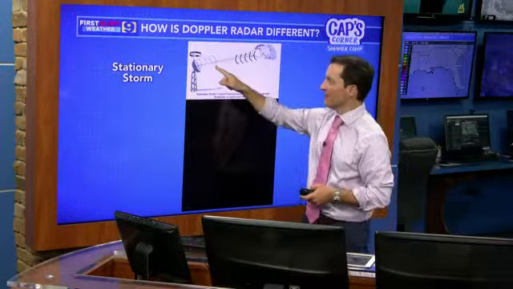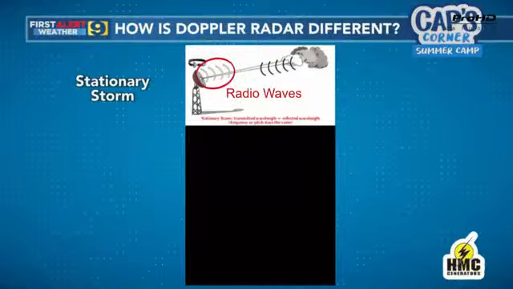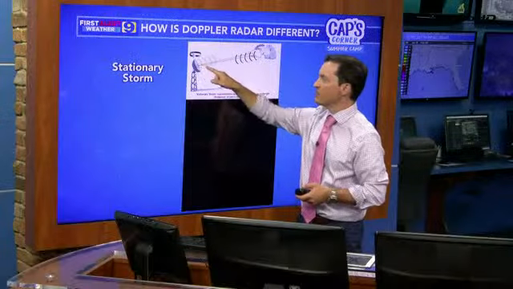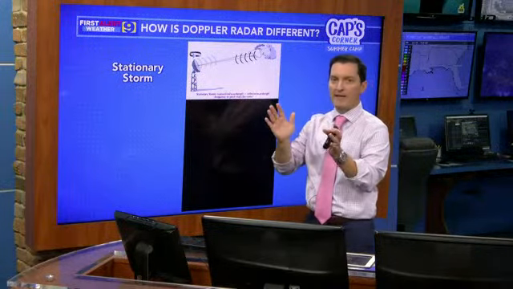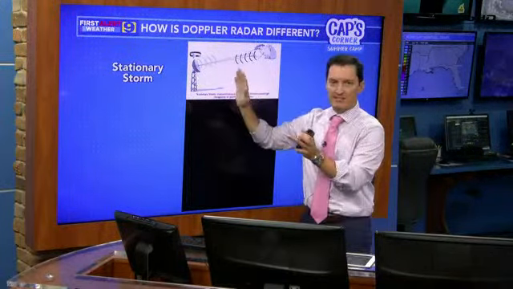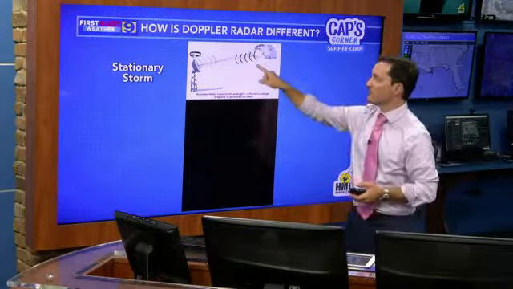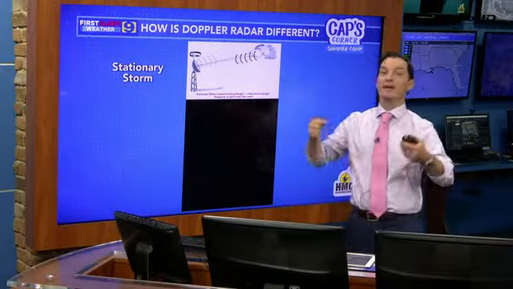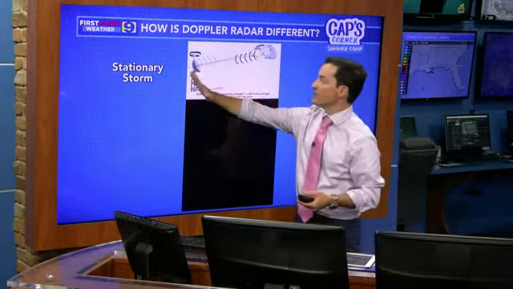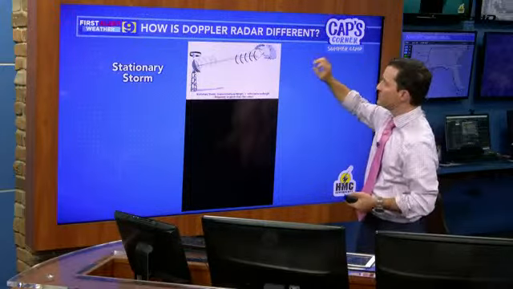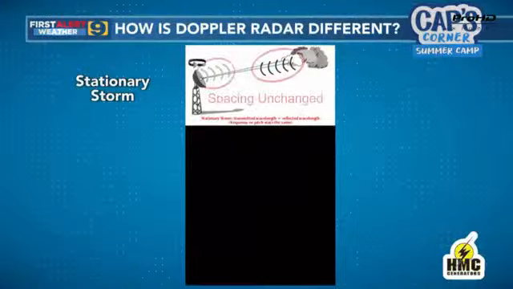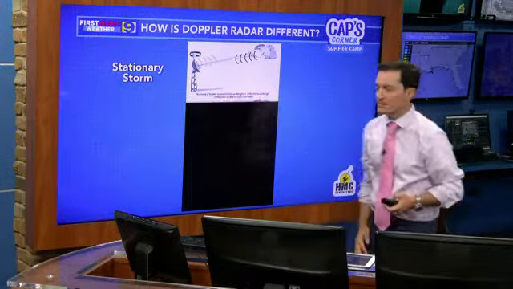What are these little curved lines? Those are our radio waves. And there's space between the radio waves. The space between two radio waves is called the wavelength, okay? So in the first example, we've got a storm over here that's stationary. It's not moving. So as our radar sends out these radio waves, they bounce into the storm, and the wavelength stays the same. The spacing between the radio waves stays the same as that energy comes back to the radar.